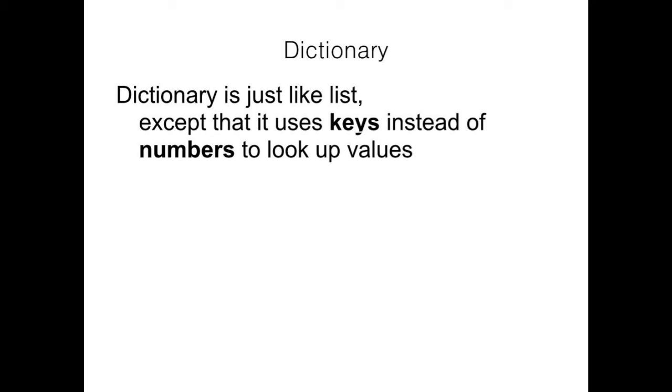So in short, a dictionary is just like a list, except that it uses keys instead of numbers to look up the value. We do not say item number 0, item number 1 of the list. In a dictionary, we use a label to refer to which item it is in the dictionary.